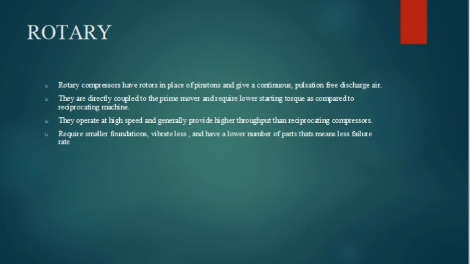Rotary compressors have rotors in place of pistons and give a continuous, pulsation-free discharge of air. They are directly coupled to the prime mover and require lower starting torque as compared to reciprocating machines. They operate at high speed and generally provide higher throughput than reciprocating compressors. Rotary requires a smaller foundation, vibrates less, and has a lower number of parts. That means a lower failure rate.